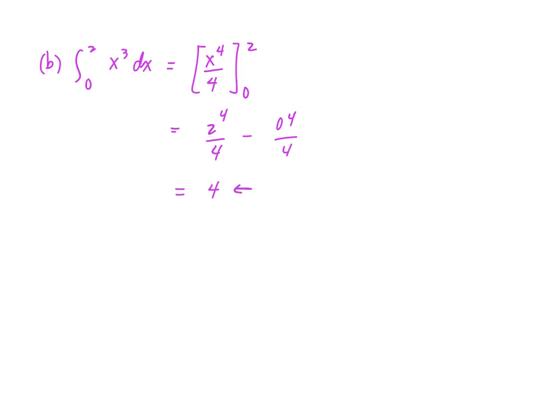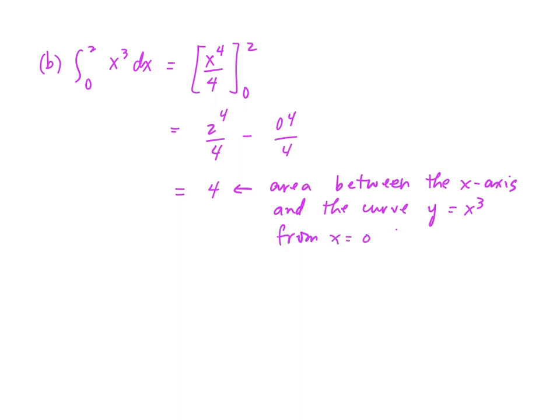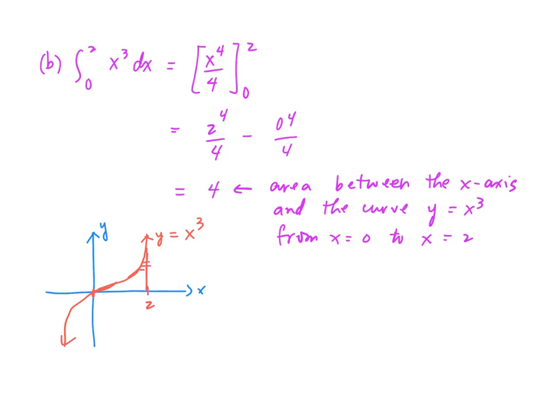And what this value actually represents is the area between the x-axis and the curve y equals x cubed from x equals 0 to x equals 2. Meaning to say, let's make a quick sketch. The graph of y equals x cubed is sort of like this. We know that x is equal to 0 here, and this is where x is equal to 2. So this area is 4 units squared.